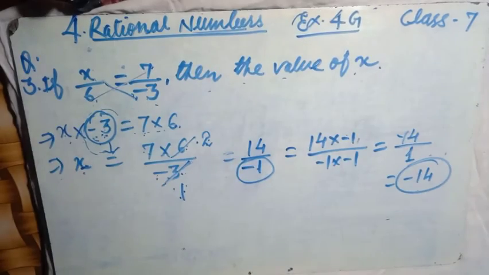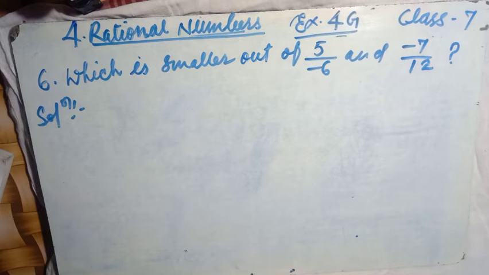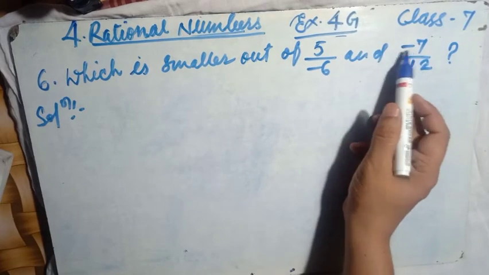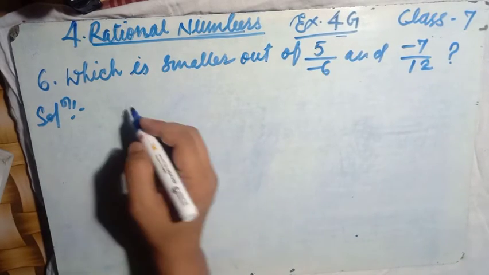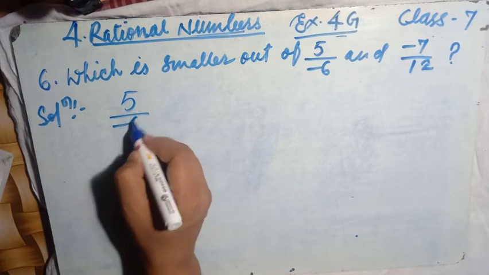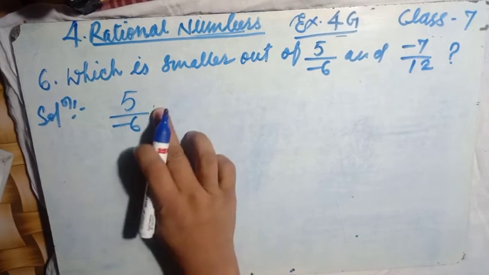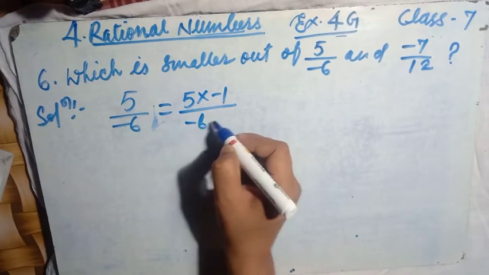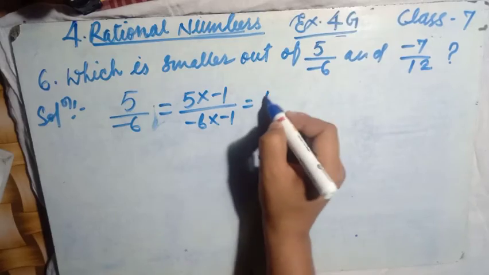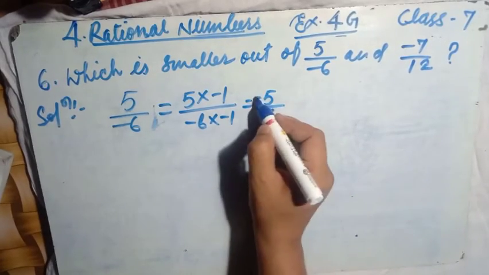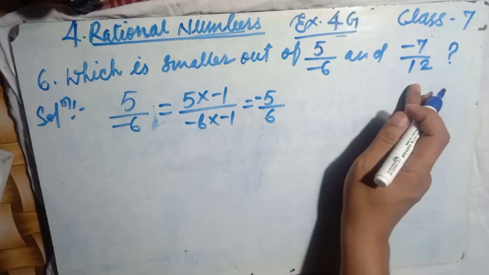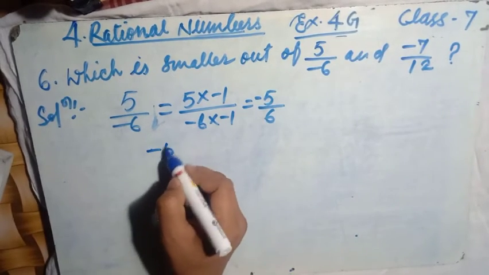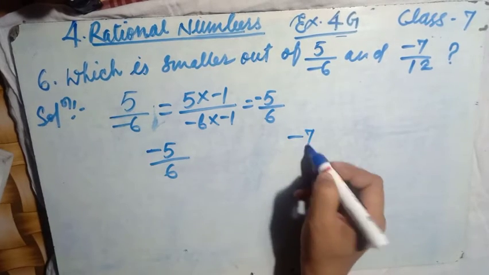Now see friends, question number 6: which is smaller out of 5 by minus 6 and minus 7 by 12? First write this rational number in standard form. That means we have to multiply minus 1 in numerator and minus 1 in denominator. This is minus 5 by 6. Now this other one is already okay. So here is minus 5 by 6 and here is minus 7 by 12.